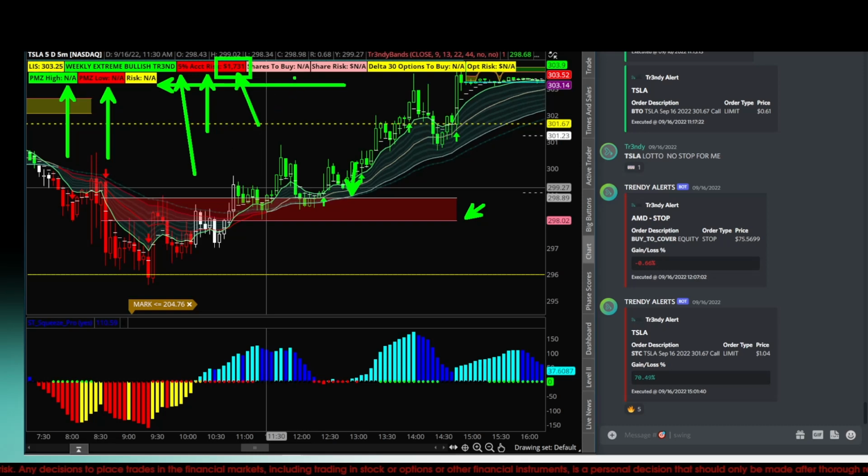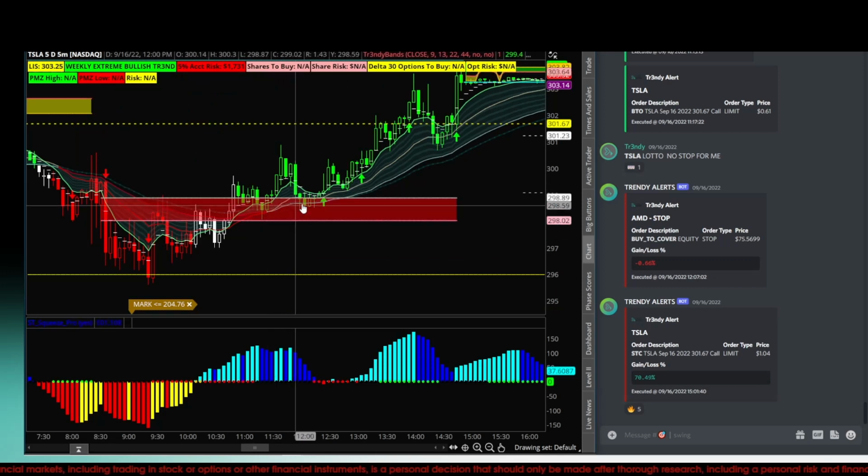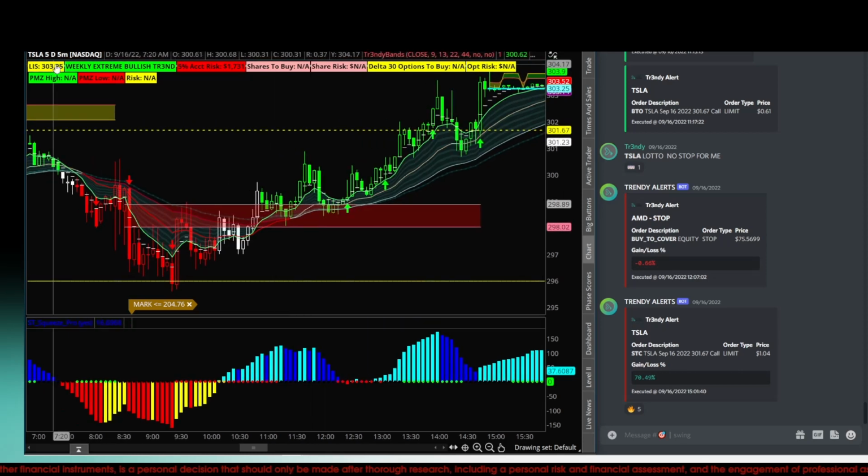And when we open up in the morning, it'll do the calculation, tell me how many shares I can buy or how many Delta 30 options I can buy according to my PMZ indicator. All of that right there for that indicator, which is really, really cool. So again, I feel very comfortable taking this trade.